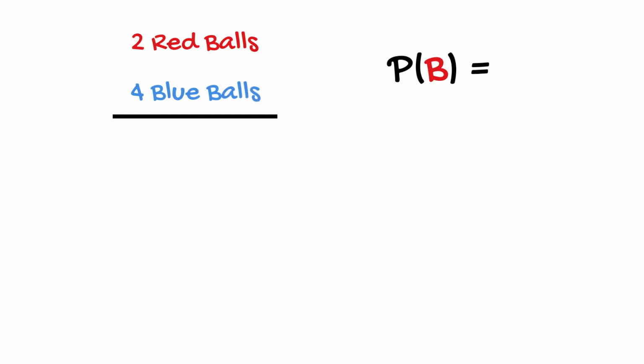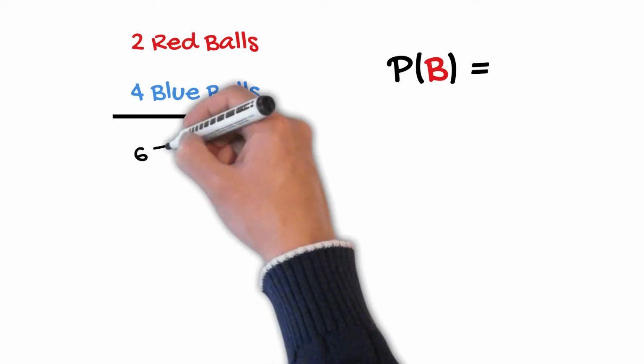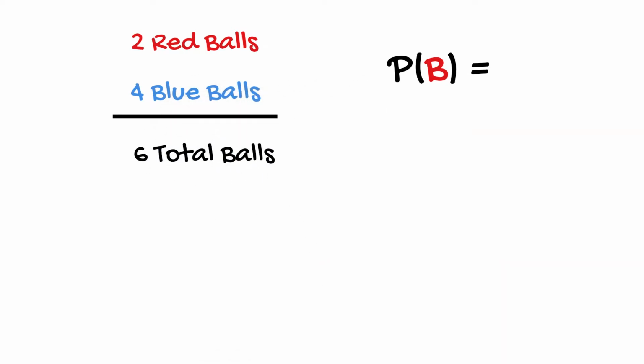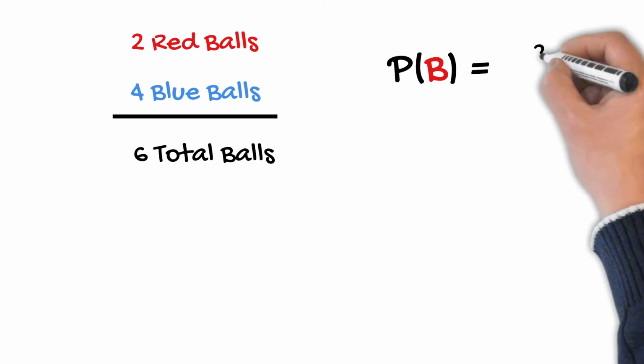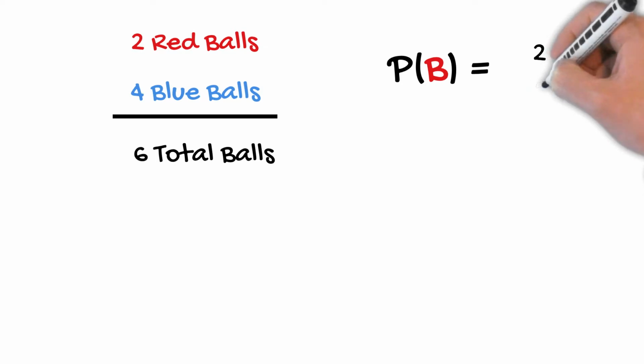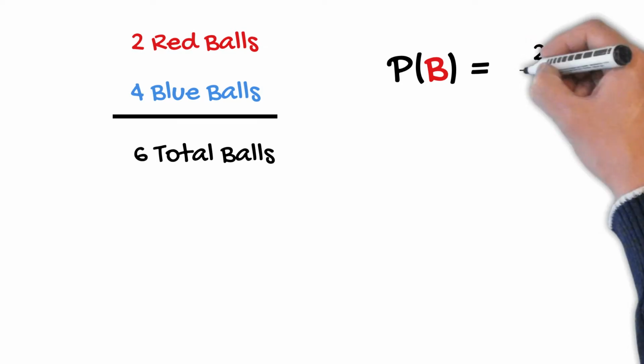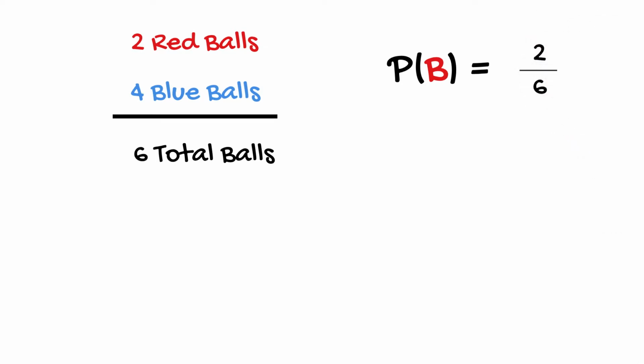Well, since the total number of balls in the bag is 6, we're going to be looking at the proportion out of 6. The proportion out of 6 is 2, 2 red balls out of 6. So the probability of getting a red ball is 2 out of 6.